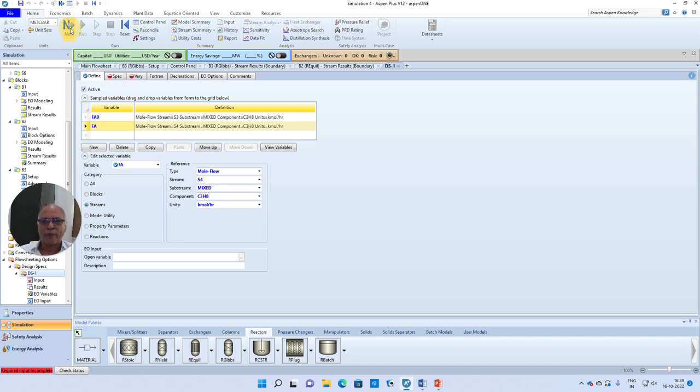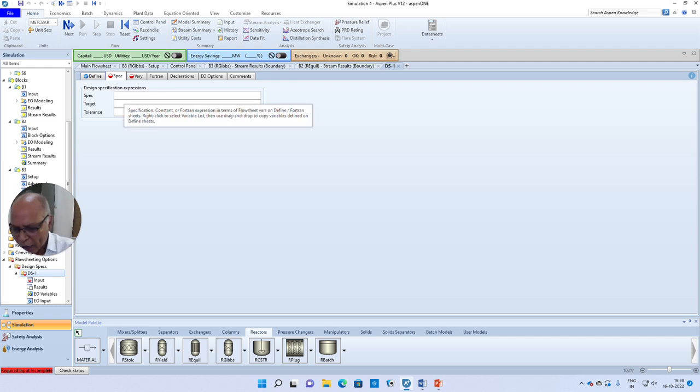Now the spec, what is the conversion we are looking at? So this is the conventional definition of your conversion, FA0 minus FA divided by FA0. And what is the value that we are looking at? We wanted to get a conversion of about 80%. So give some tolerance. So this is the spec.